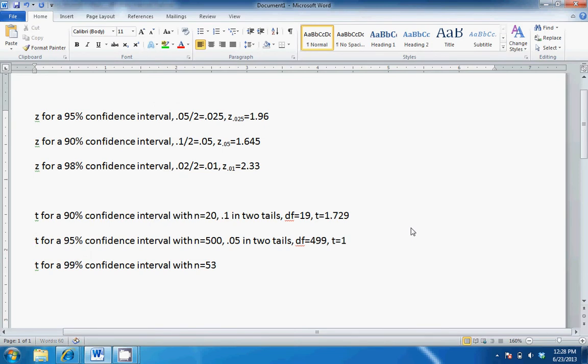Lastly, 99% confidence interval with n equals 53. That's going to be 0.01 in two tails. Degrees of freedom is going to be 53 minus 1, which is 52. So if we look up 0.01 with degrees of freedom 52, let's find the closest thing. So 0.01 is the first column.